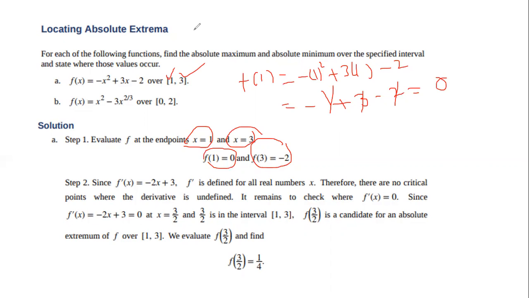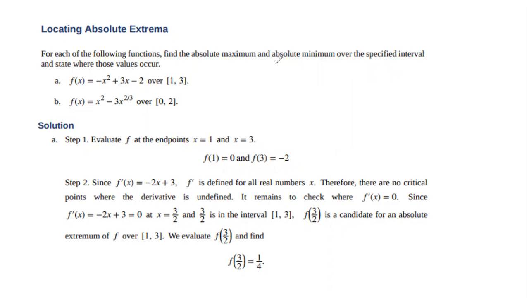Now, this is the first step. The first step is to evaluate the function values at the endpoints. So my endpoints in this function are 1 and 3. Now differentiate in the second step. So the derivative is minus 2x plus 3. The derivative is defined at all real values, so there are no critical points where the derivative is undefined. It means we check where f prime of x equals 0. So I take minus 2x plus 3 equals 0, so 2x equals 3 and x equals 3 upon 2.